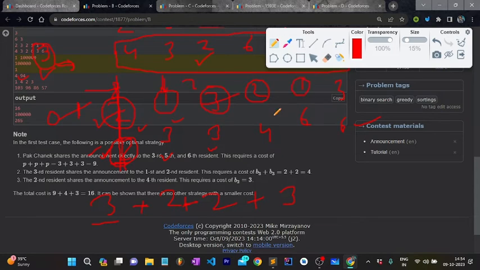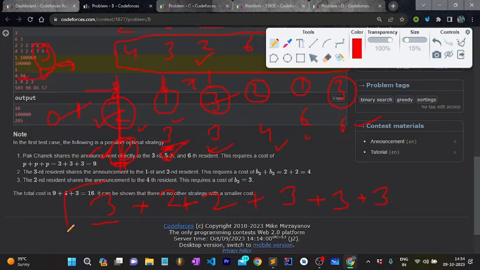For this person, how many choices do we have? We are having 4 choices, out of which we will prefer to choose the one which is giving us the minimum cost. Then this person is having how many choices? Obviously we are having the minimum choice as 3. We can take either announcement from this or this, and this also.